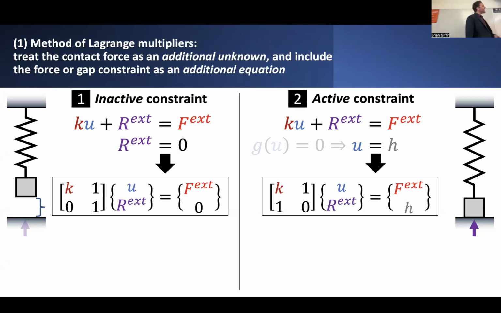All right. In the second case, we have to replace that second equation. And basically, it looks like just swapping the 1 and the 0 here. The difference is that we're instead saying that the gap has to be equal to 0, or in other words, the displacement has to be equal to h. Okay, so slightly different. But the thing I want to point out here is that you get a totally different system of equations that you have to solve depending on whether you have an inactive constraint or an active constraint. So that really serves as the primary challenge to solving these types of general contact problems.